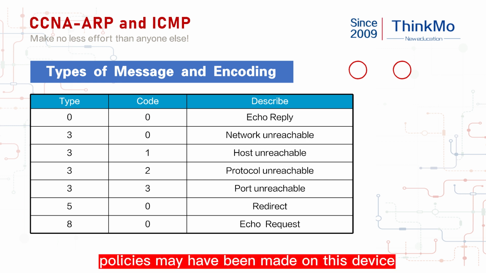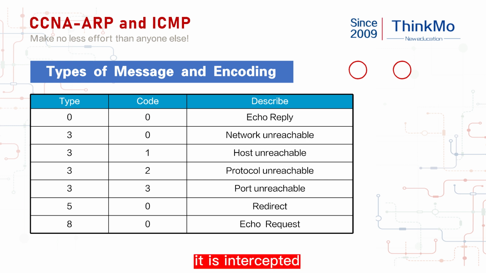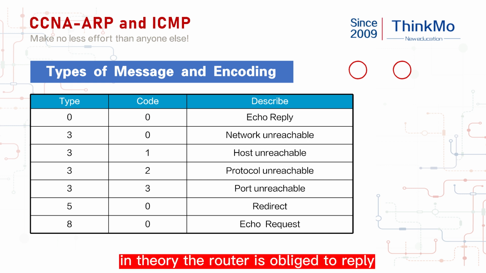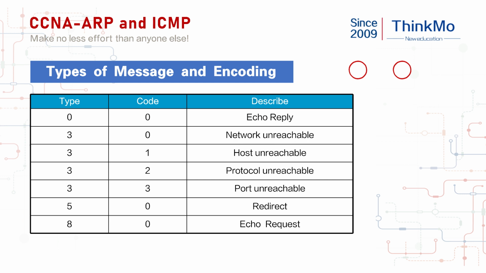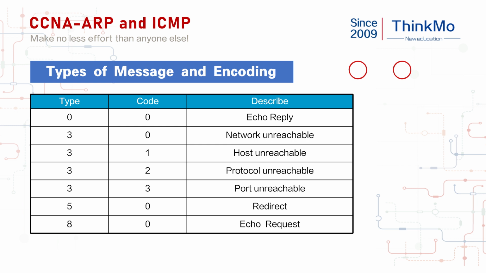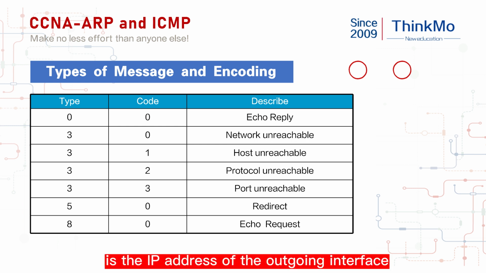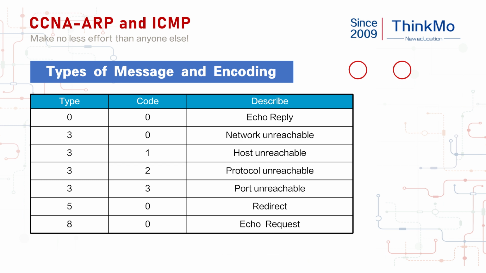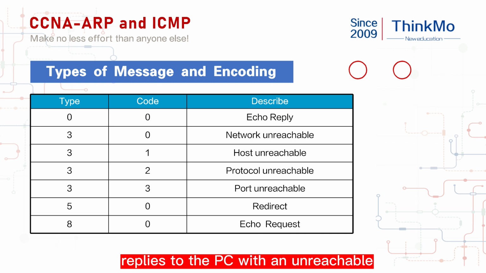Policies may have been made on this device. A call may be performed under the interface. When the data packet arrives here, it is intercepted. In theory, the router is obliged to reply with an unreachable message. But please be careful. If a message is replied, we have to encapsulate the source IP of the third layer. The default encapsulation is the IP address of the outgoing interface. Now this interface replies to the PC with an unreachable.